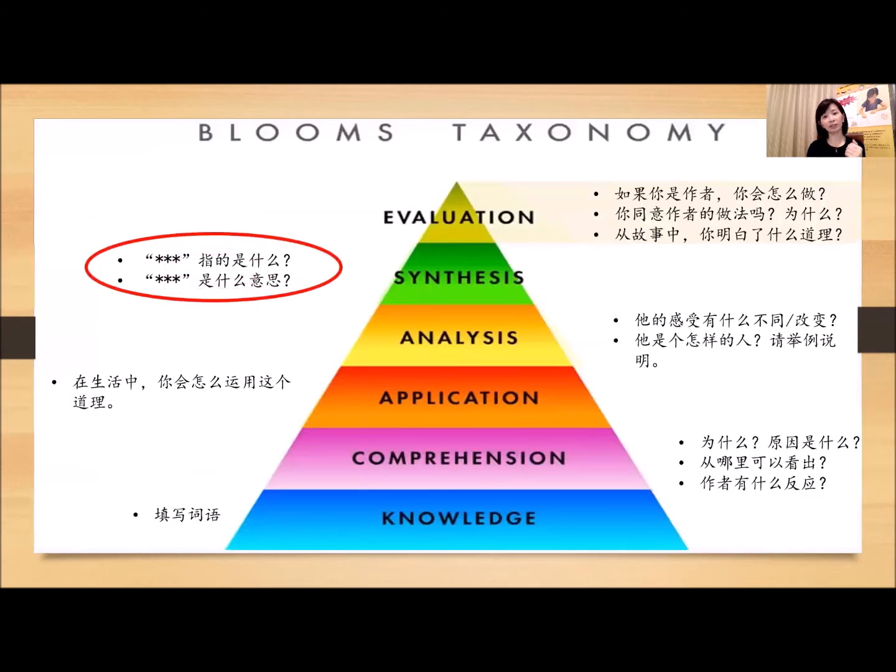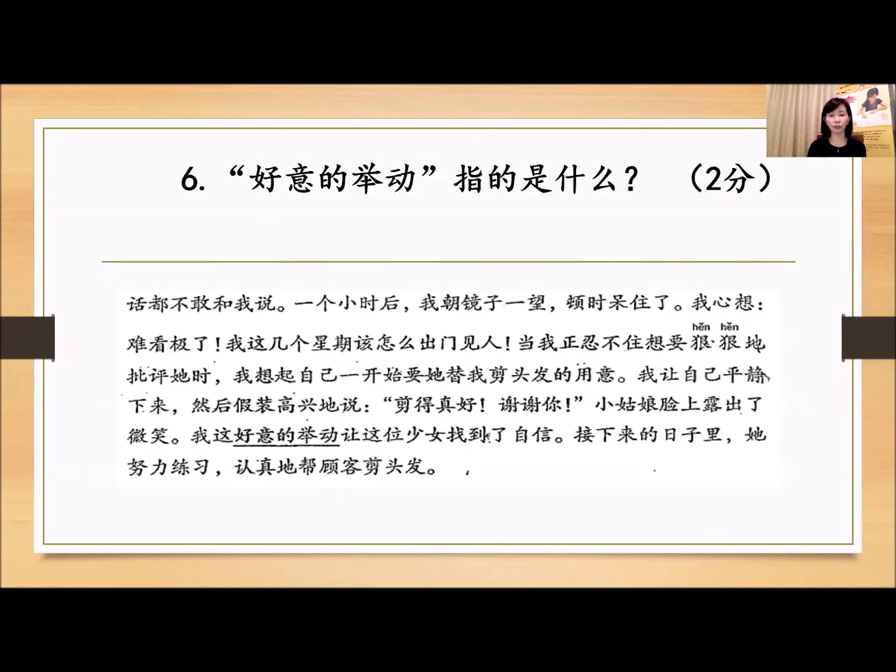Now let's look at the next level, synthesis level. 这句话指的是什么？是什么意思？Both questions look similar, but they are actually not the same. For example, question 6, 好意的举动指的是什么？It is asking what it refers to, so you can refer to the passage itself. Usually the answer will be somewhere nearby in the passage. Let's identify where the keyword is. 好意的举动 is here, so the answer will be nearby. Let's look at this part.